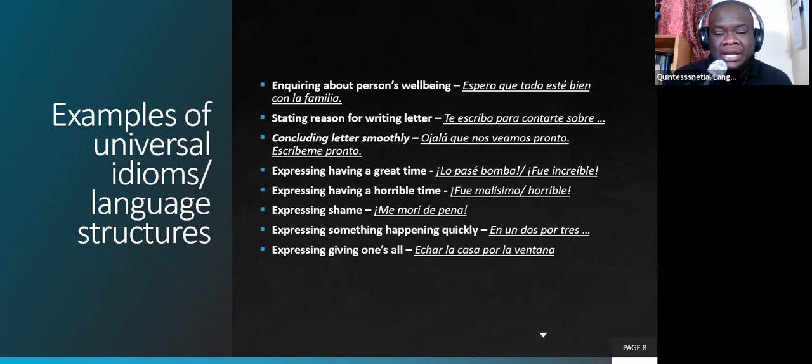Nice. And as I said before, in addition to what you're seeing on the screen, you will be given even more resources than these, right? More phrases, etc., that you can use. Nice?